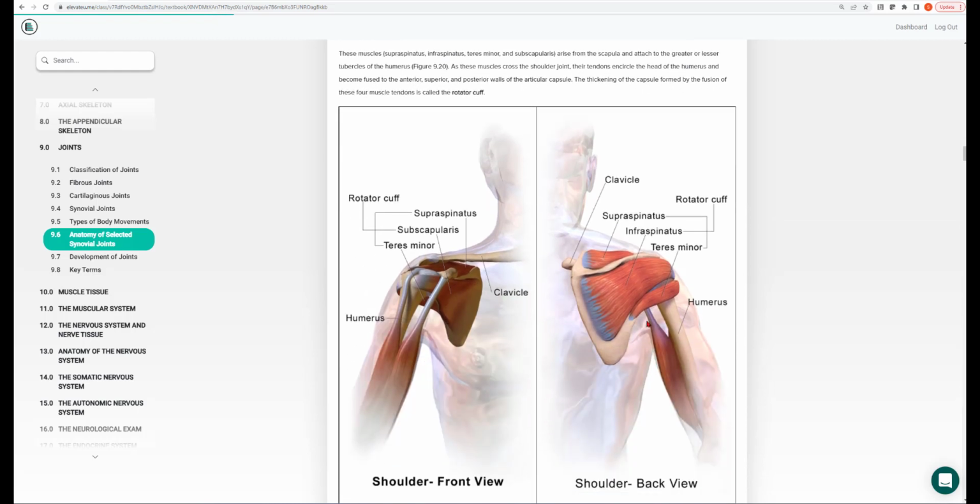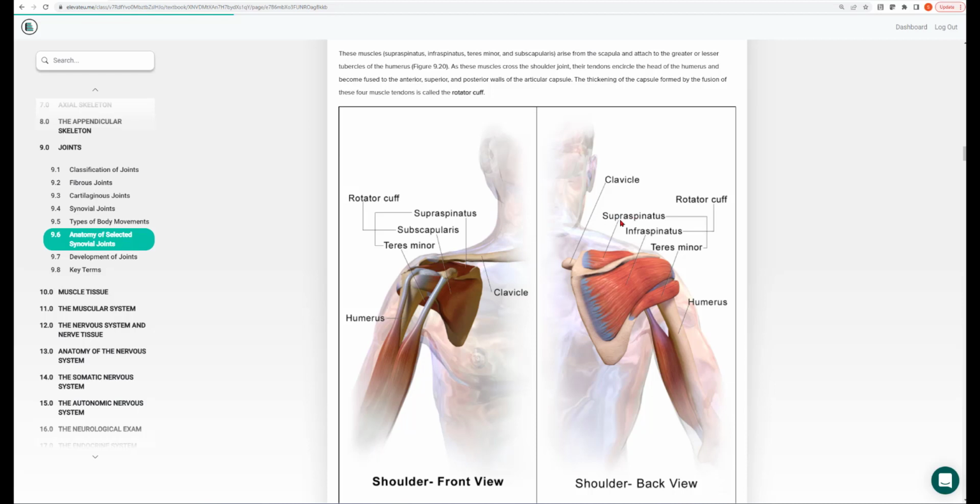Let's just take a look at the posterior view of the glenohumeral joint. We can't even see the joint, can we? The rotator cuff muscles are covering it up. But just to point out, here is the spine of the scapula. This is palpable on your back. Above that, superior to the spine, is the supraspinatus muscle. It tells us exactly where it is.